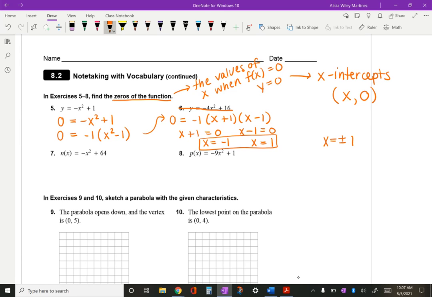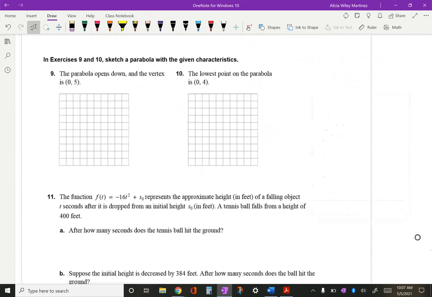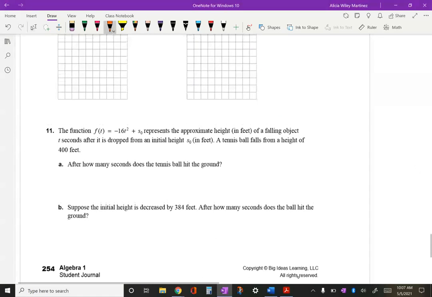So for problems 7 and 8, where you see this n of x or this p of x, you're going to let that be 0 and do the same process as up above. In the word problem, I'm just going to go over part A. That's mostly what I'm concerned with, not so much part B, so I'm going to cross that out.